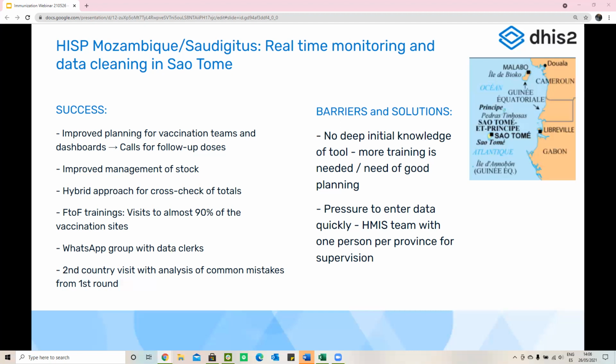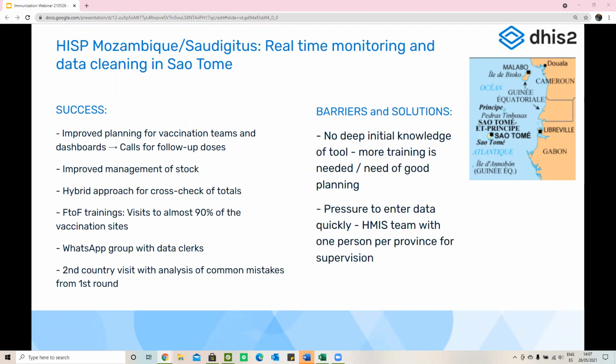For Sao Tome, after getting the package from the University of Oslo, we made adjustments to the package and presented it to the country, and then made further adjustments to make sure that they align to the national guidelines and also the COVID vaccine plan that was developed for the country.